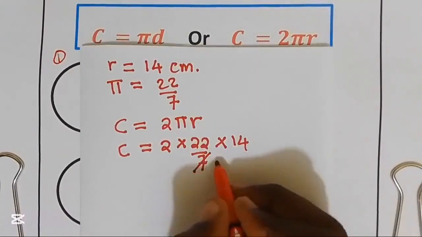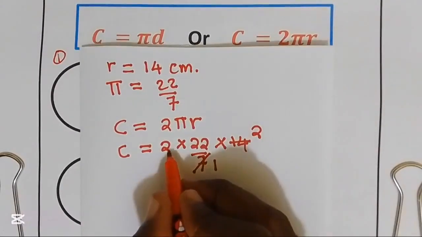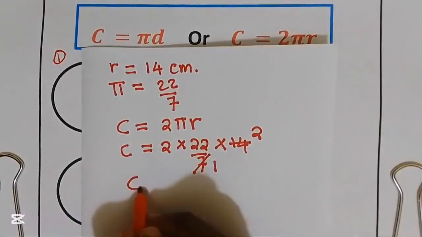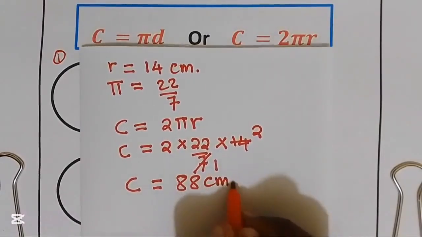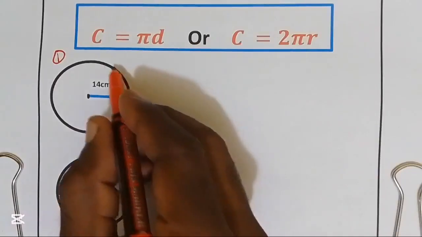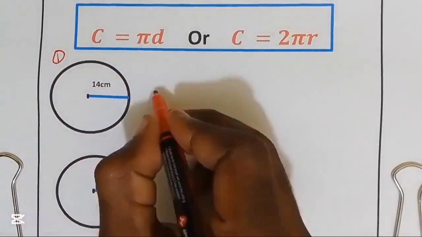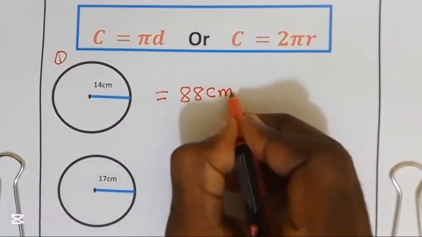7 into 14, we get 2. 2 multiplied by 2, we get 4. Multiplied by 22, we get circumference is equal to 88 centimeter. So, the distance around a circle having radius 14 centimeter is equal to 88 centimeter.